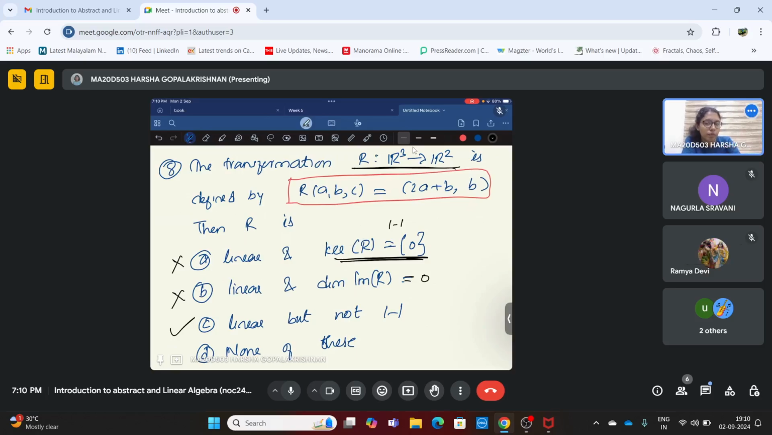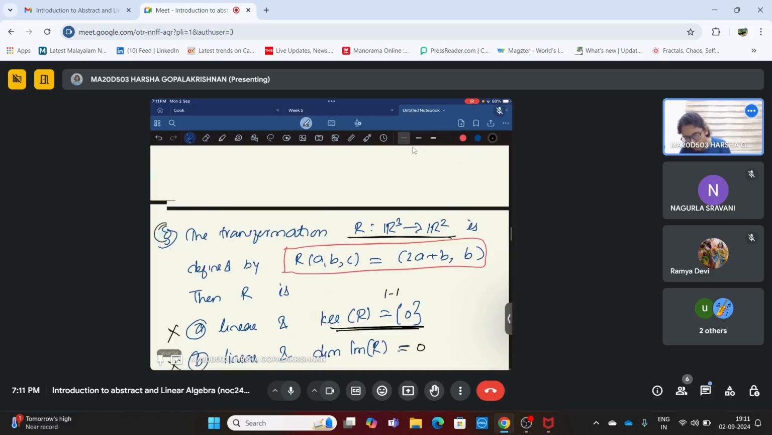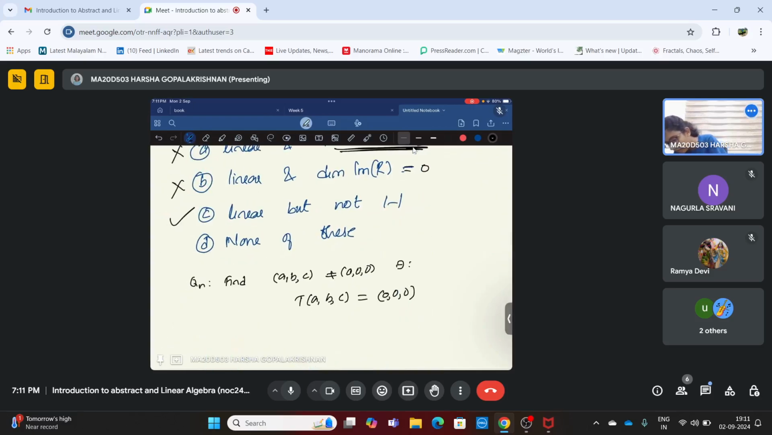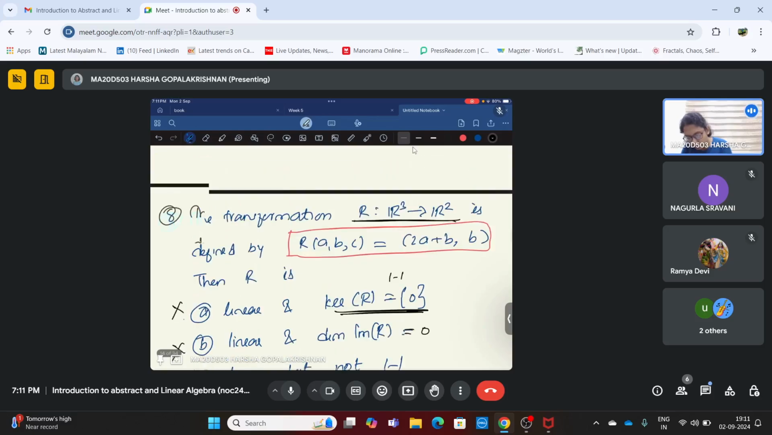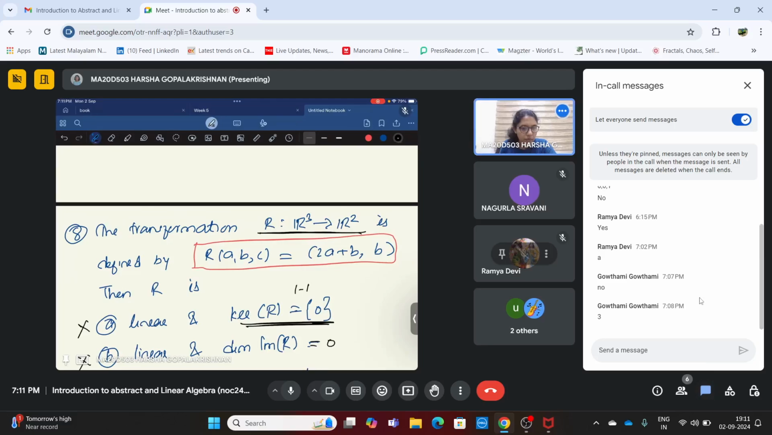Okay. So, my question is, find ABC a non-zero element such that R of ABC equal to 0. R of ABC is given. I want you to give an element, non-zero element, which maps to 0. Can anyone tell? Very good.